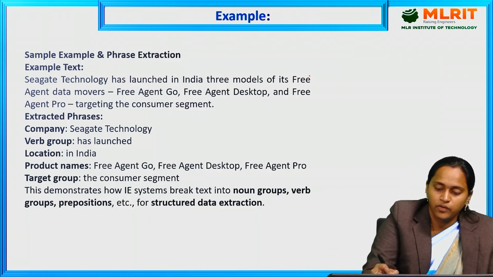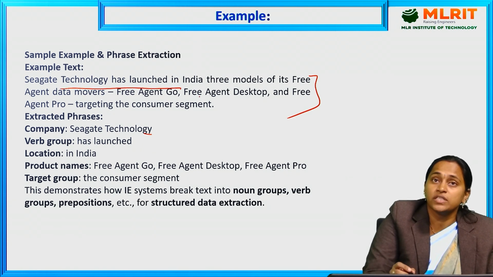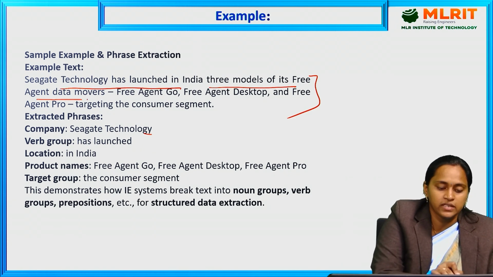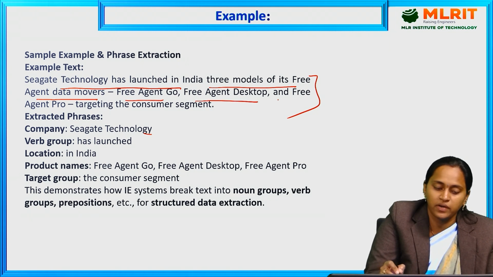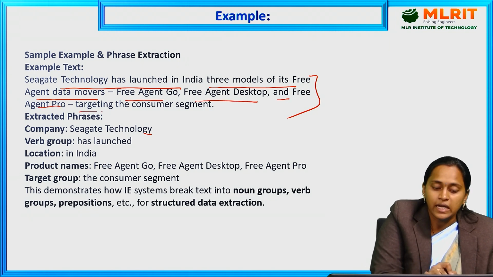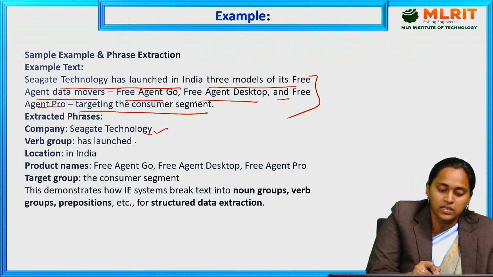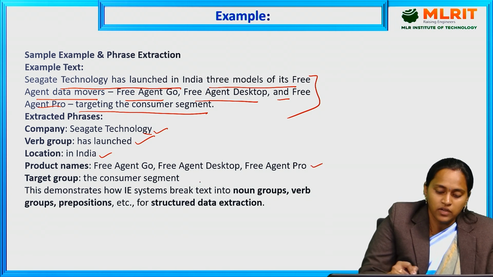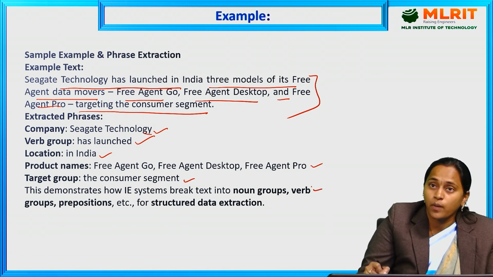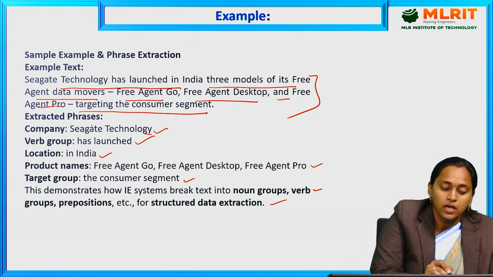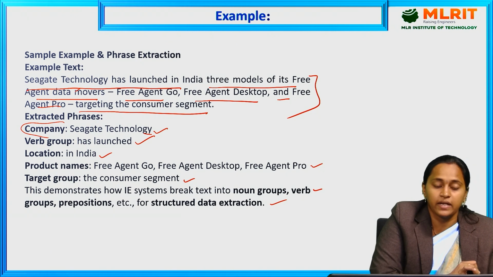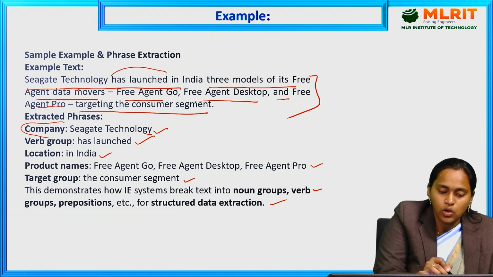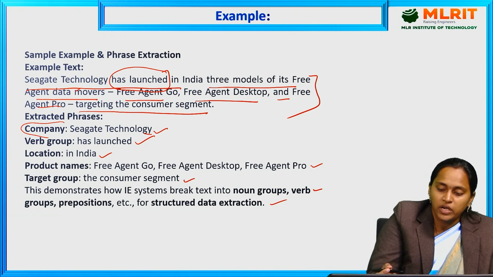Here we are taking a paragraph. CSE Technology has launched in India 3 models of it: FreeAgent Go, FreeAgent Desktop and FreeAgent Pro. There are 3, targeting the consumer segment. Let's see the extracted phrases. This is called a phrase. This is another phrase. Another phrase. These are all the phrases. We are extracting the data in the form of phrases. So here the entity is what? Company. CSE Technology is the company. The verb group is "has launched". Location: the entity is the location, in India.